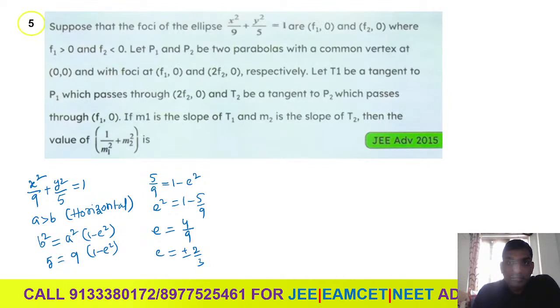Here F1 comma 0 and F2 comma 0 are both foci, and F1 is greater than 0 and F2 is less than 0.